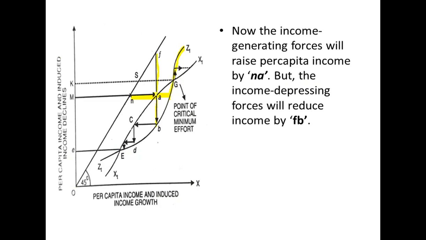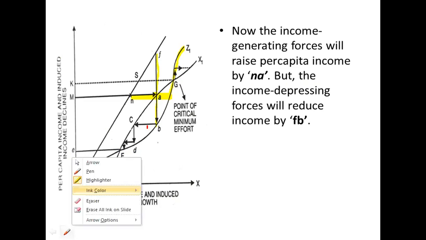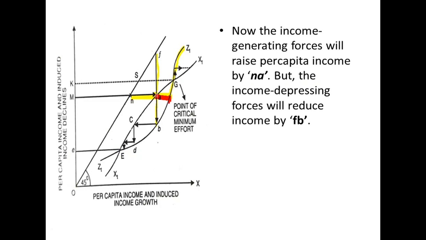That means at this point the depressing factor or shocks are higher than stimulants. There is an imbalance here because shocks are high compared to the stimulant. Stimulant only comes to this position, but shocks are higher. So because of the increasing strength of the shocks, naturally there will be a decline in income from A to B, from B to C, from C to D, and ultimately it will come to this point E.